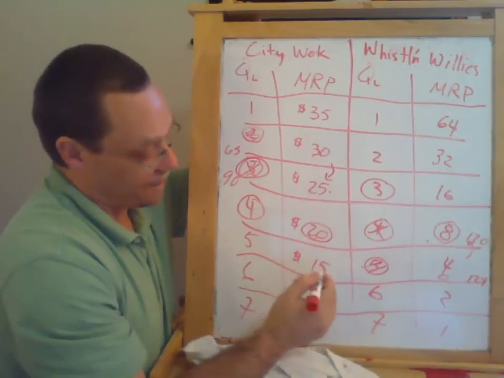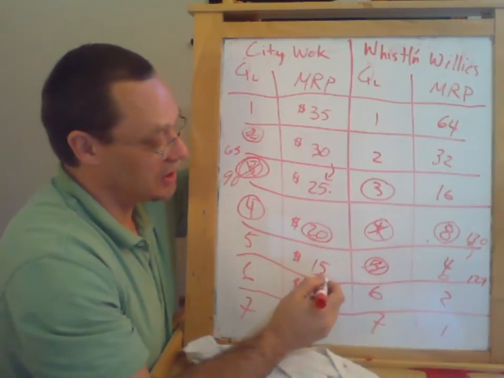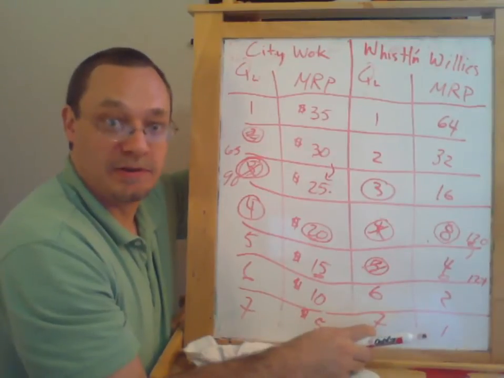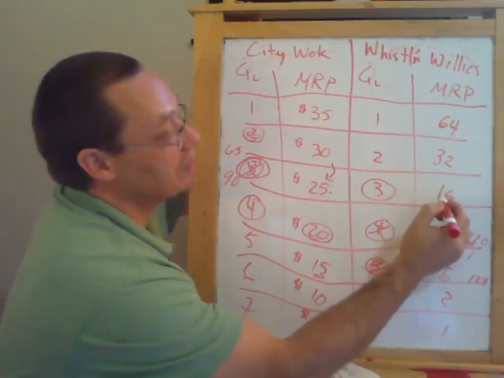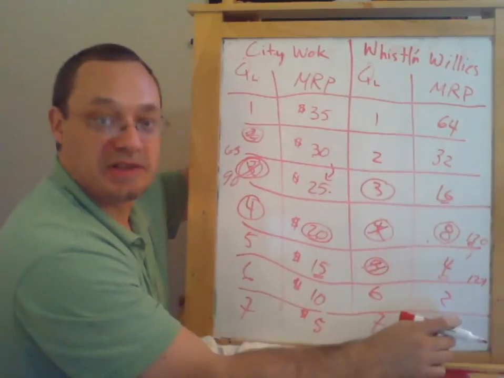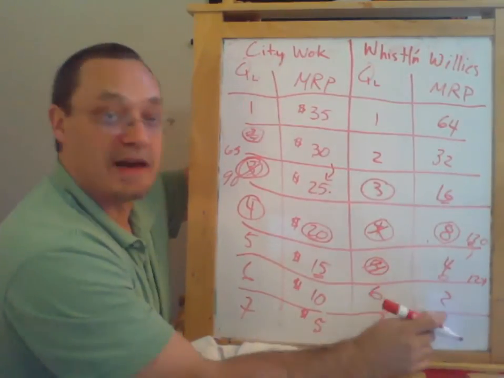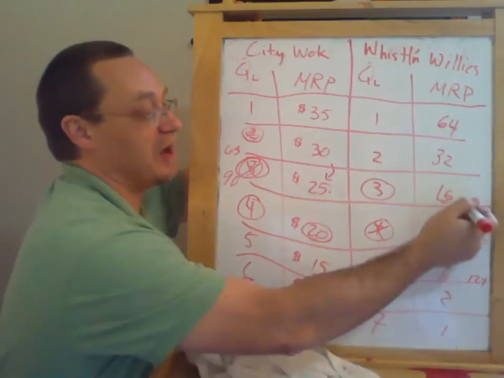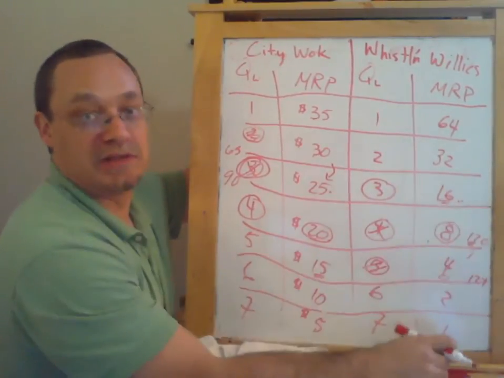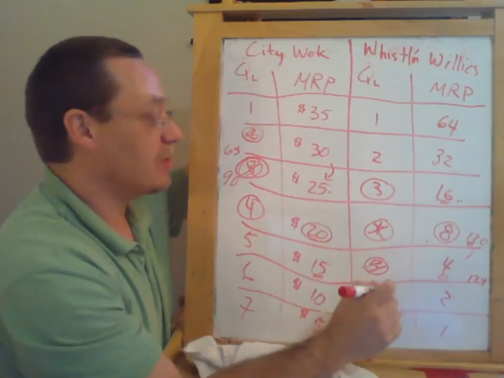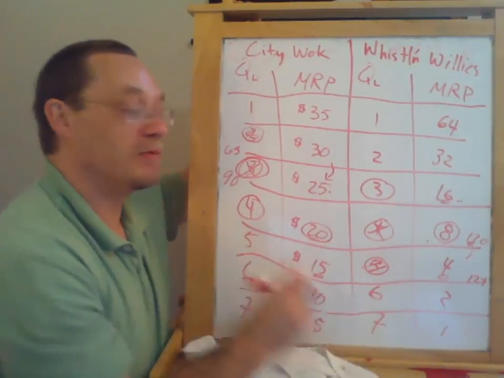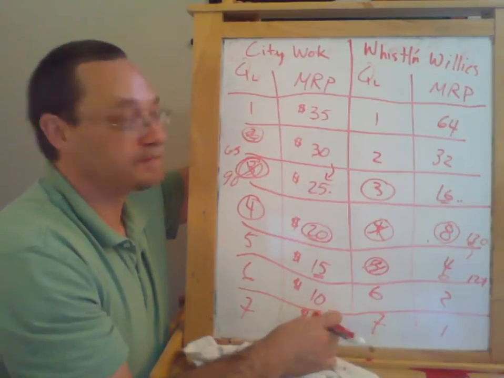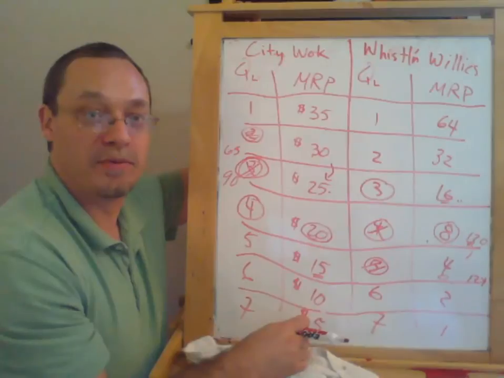What about now? Well, City Walk has a maximum willingness to pay for a 5th worker of $15. And at Whistling Willie's, this 3rd worker is worth $16. So now we're at an equilibrium, because City Walk would only be willing to offer $15 to poach this worker, and Whistling Willie's is willing to match that. So we're at an equilibrium here. And what we'll notice is that this equilibrium, in fact, maximizes the total production. So this brings up an important point.